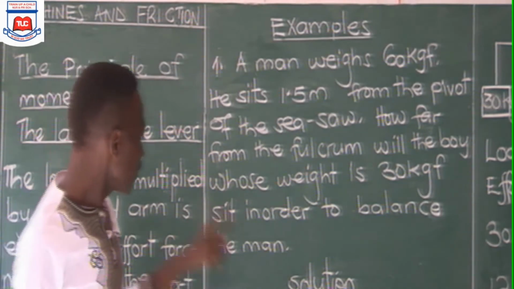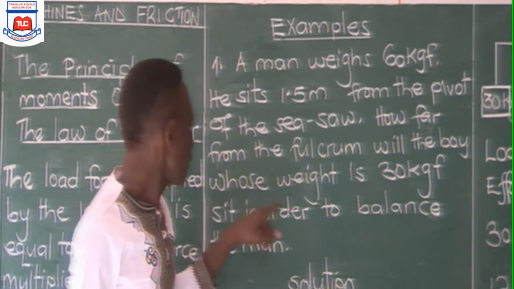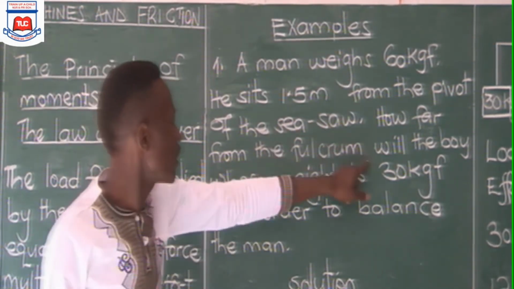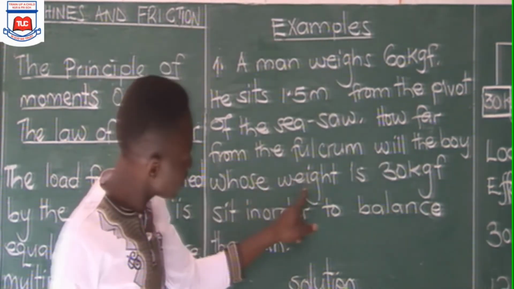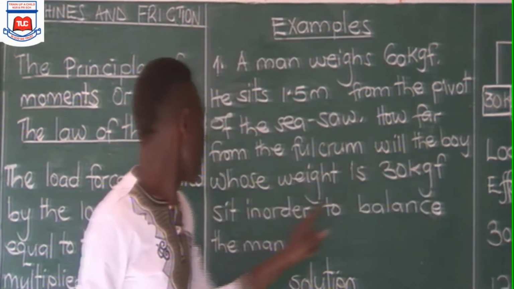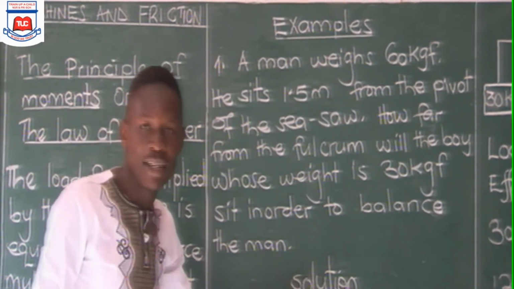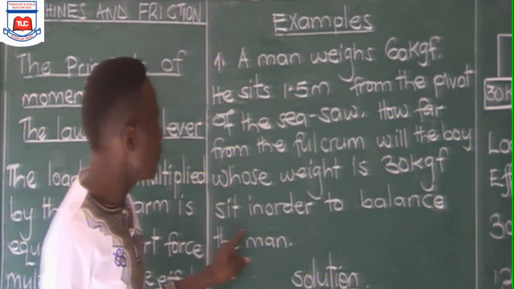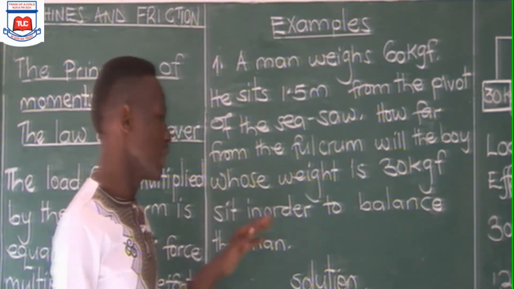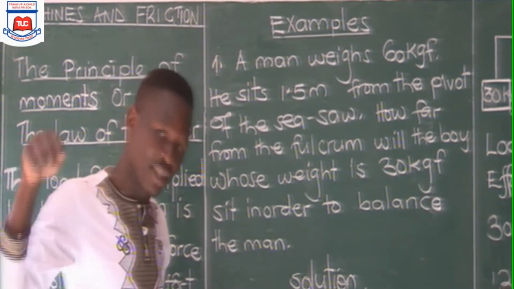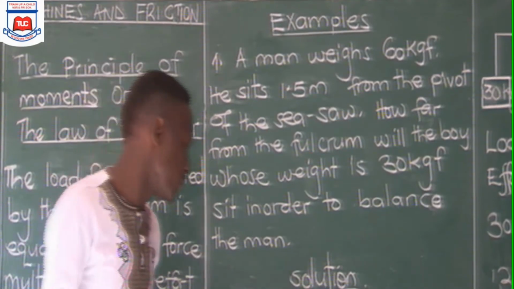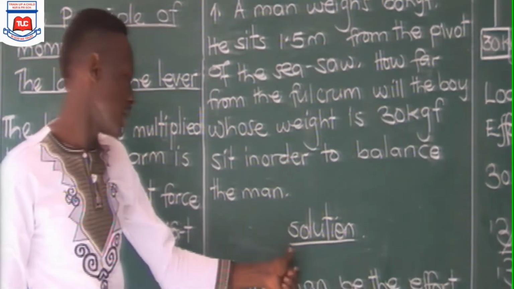So the question is asking, how far from the fulcrum will the boy, whose weight is 30 kilogram force, sit in order to balance the man? But remember, this man is heavier than the boy. Therefore, how far can this boy sit in order to balance this man who is heavier than him? Here is the solution.